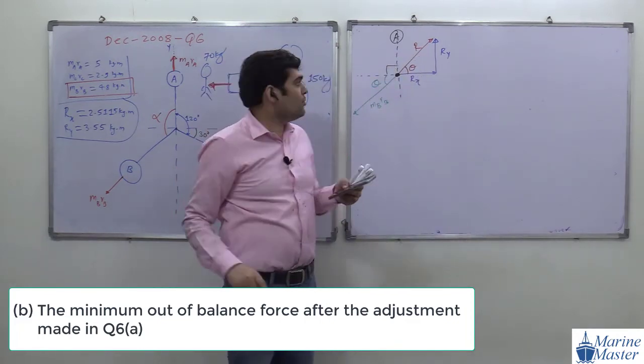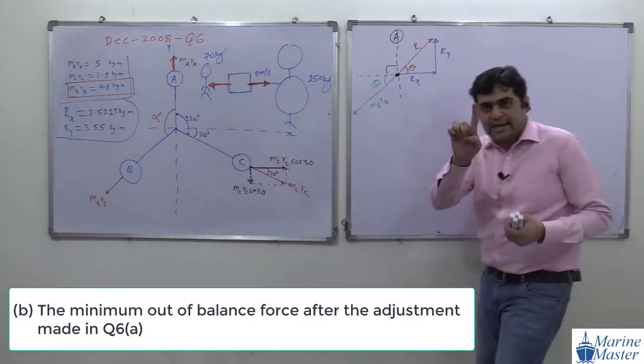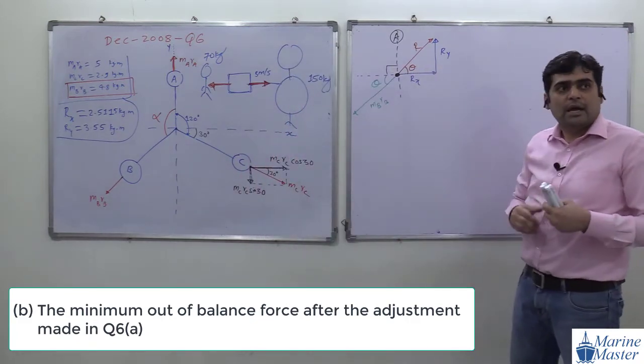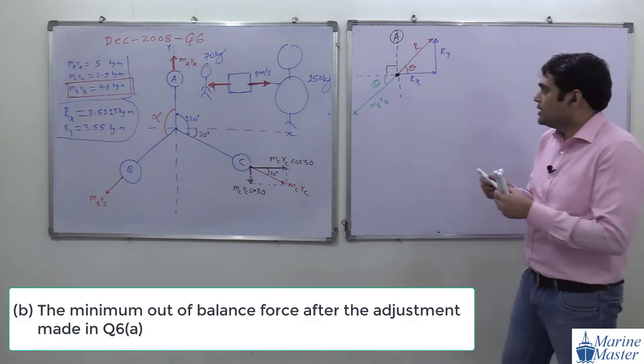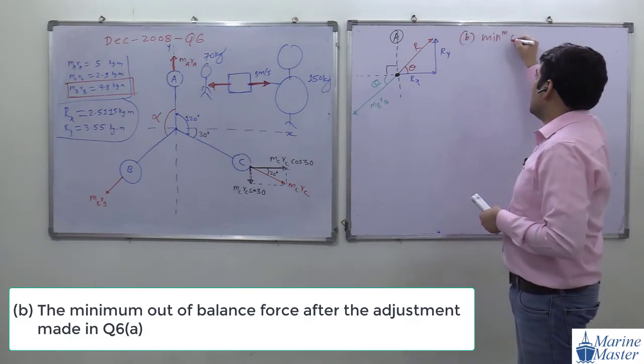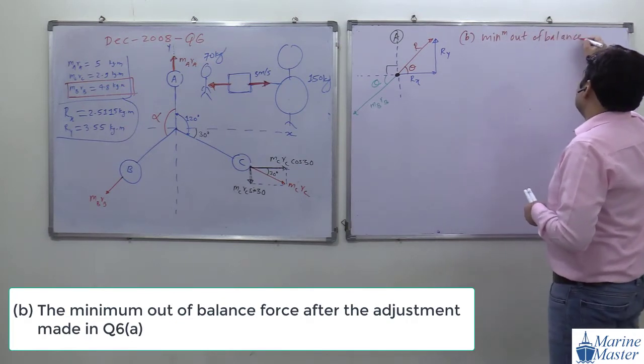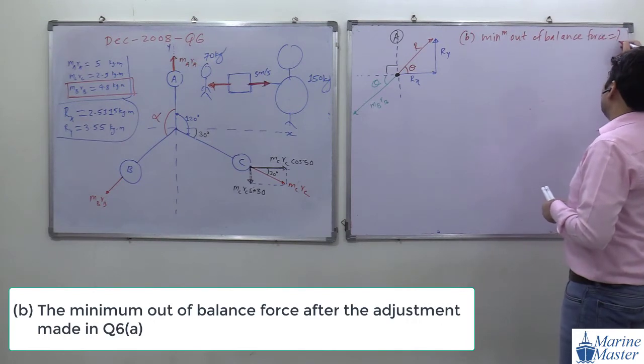A resultant of what? R and MB. R and MB both are opposite to each other, means difference of these two. In the B part, they are asking us the minimum out of balance force. So this is our target in the B part: minimum out of balance force.